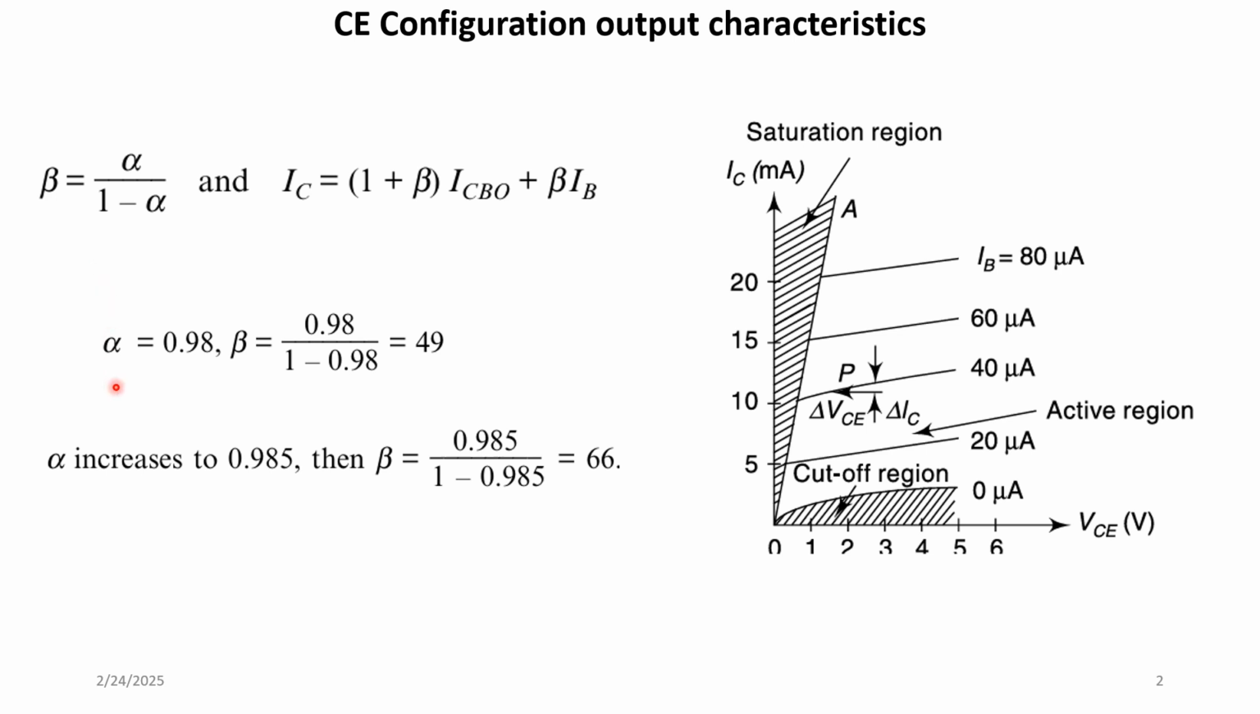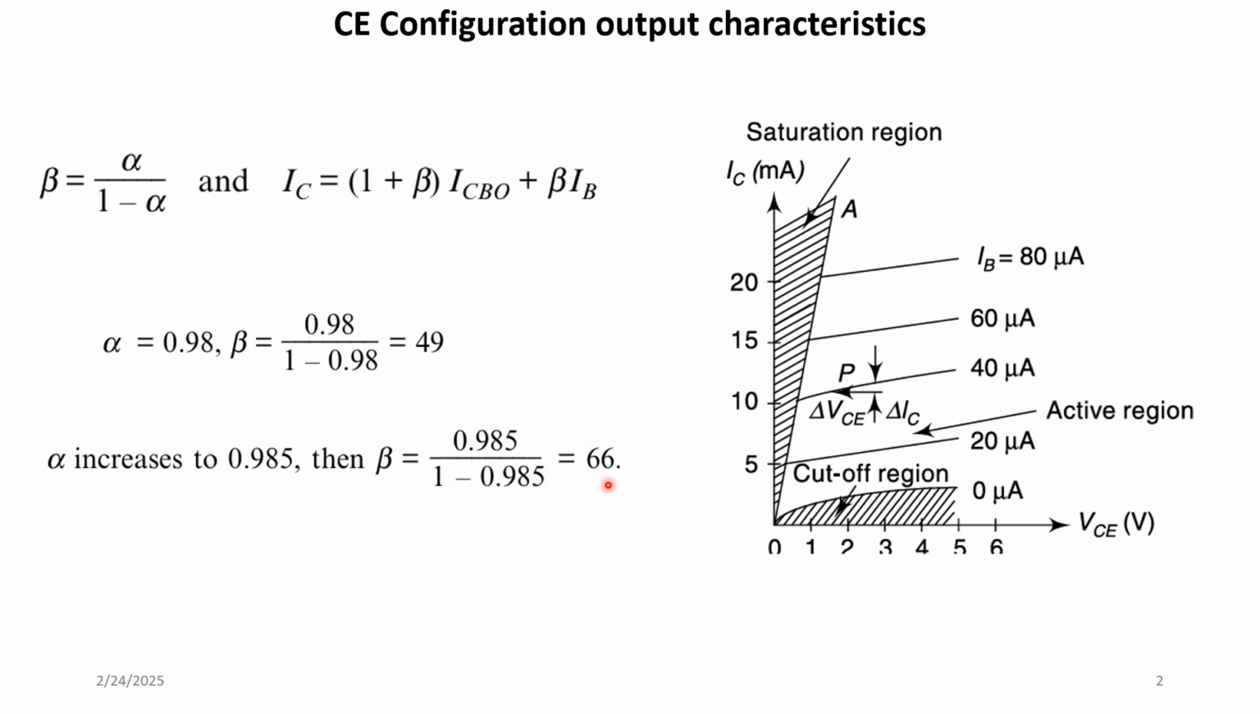If for example I take alpha value as 0.98 and substitute in this formula, alpha divided by 1 minus alpha, I get beta value as 49. Now next step, I slightly increase alpha value from 0.98 to 0.985. If I use the same formula, alpha by 1 minus alpha, I get 66.